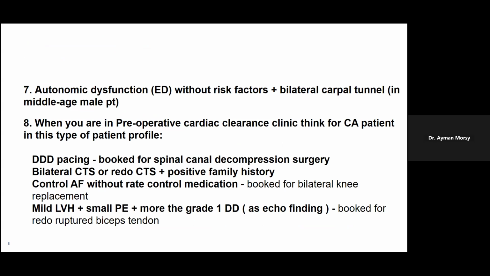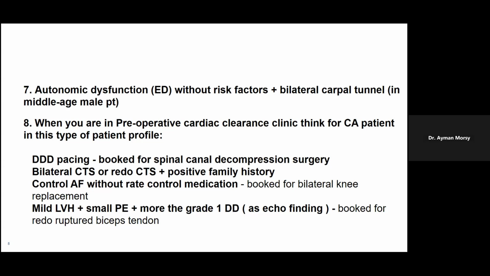Number 8, this is very important for our colleagues who run a preoperative cardiac assessment clinic. When you are in the preoperative cardiac clearance clinic, think of cardiac amyloid if you face this type of patient profile. One profile: a patient with a DDD pacemaker without any clear etiology, booked for spinal canal decompression. So please consider this patient may have an infiltrative cardiomyopathy, one of them being cardiac amyloid.